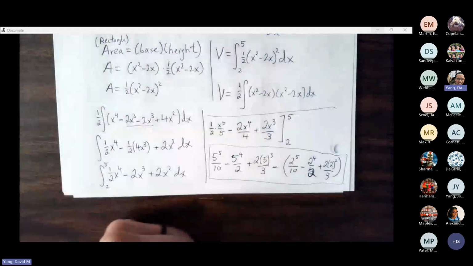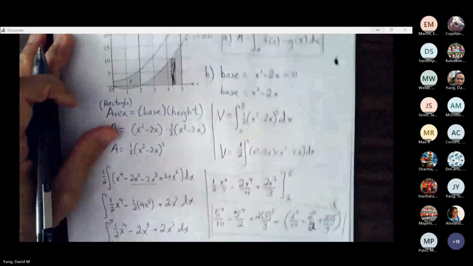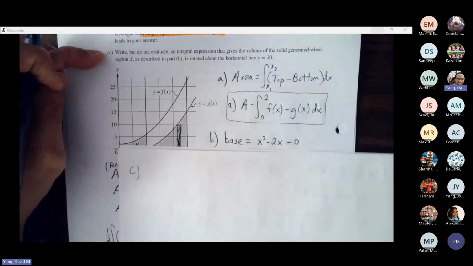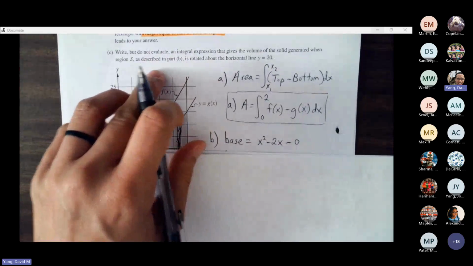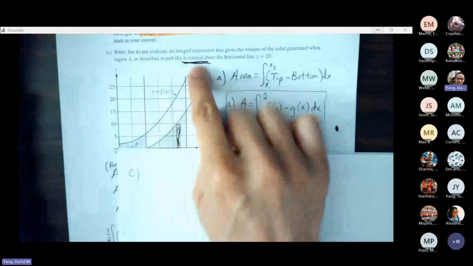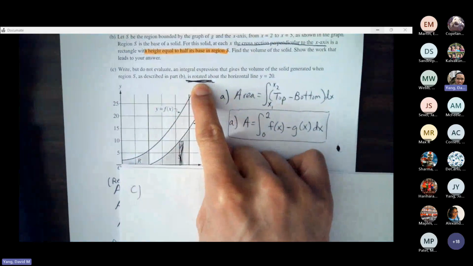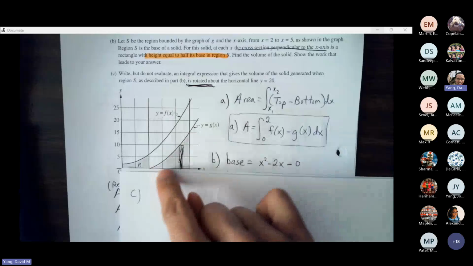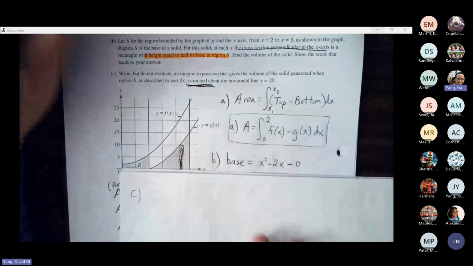Okay, last part C. Write but do not evaluate an integral expression that gives the volume of the solid generated when it's rotated. Okay, so now you can think about this in Washer method. Now you see that rotation being involved. Okay, we're rotating this around the horizontal line, y equals 20.